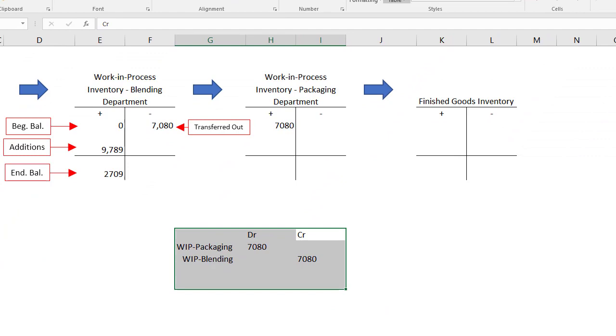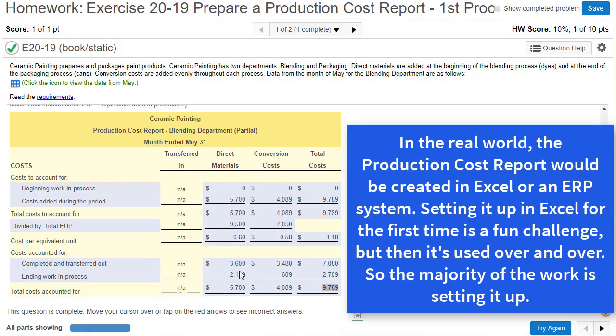And like I said in the videos, this production cost report would be much easier to do if it was just set up in Excel and all the formulas were entered into it. But if you were to do this in Excel, you have to know how this whole process works, obviously.